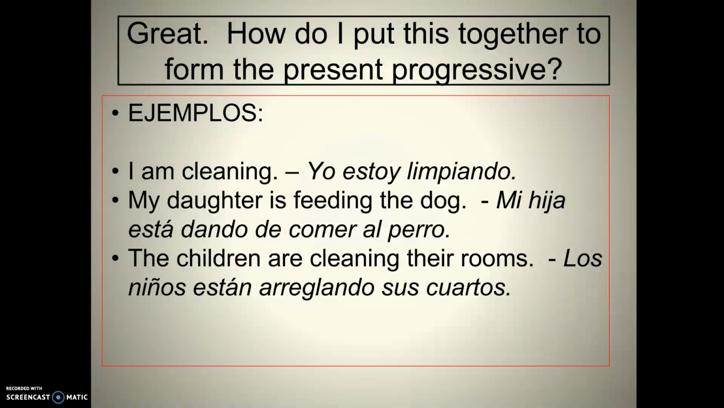So, for example, let's say that someone called the house on a Sunday and asked what we were doing. Well, right now I'm cleaning, and my daughter's feeding the dog, and the children are maybe, hopefully, cleaning their rooms. In other words, emphasis of what someone or certain individuals are doing right now.